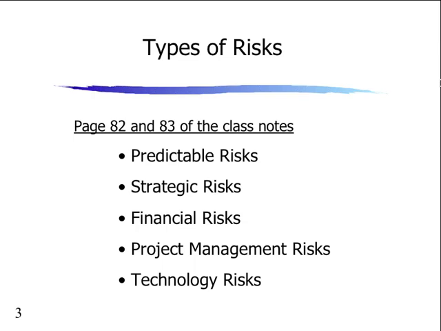If you go to page 82 and 83 of the class notes, you'll see different types of risks. The ones that fall into different categories, such as which are important, are the predictable risks. So predictable types of risks. We have maybe a strategic risk, market strategy, competition, financial risks, project management risks, technology risks.